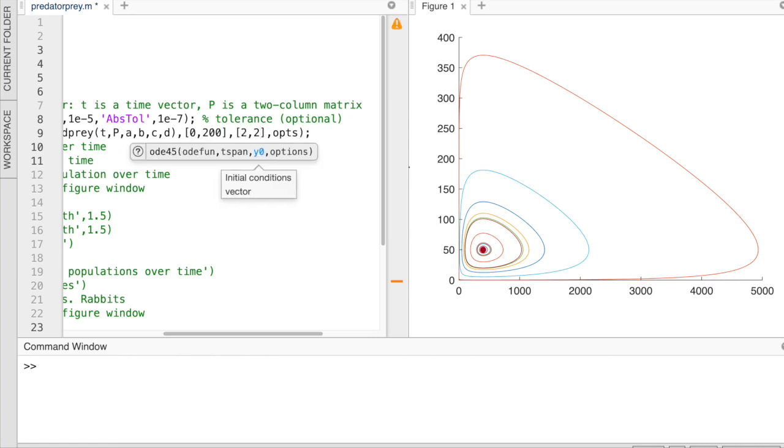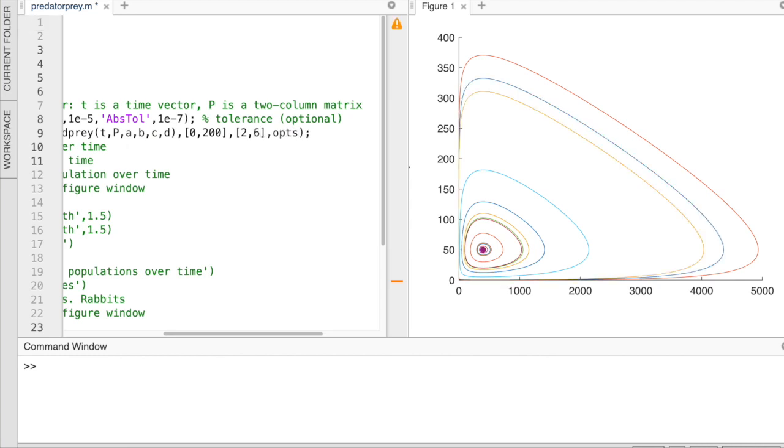Let me also do 2 and 4. Okay, and 2 and 6. Just trying to fill in a little bit.